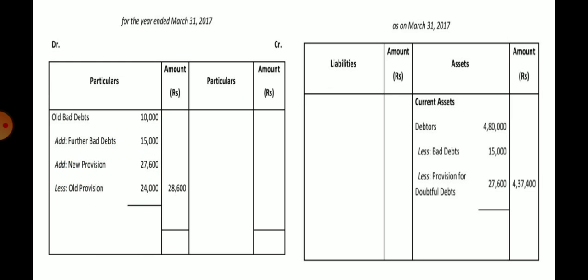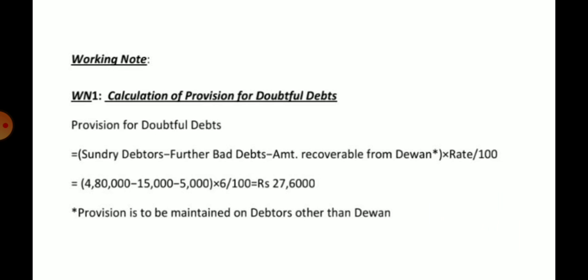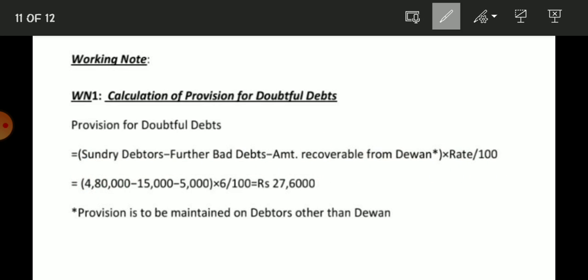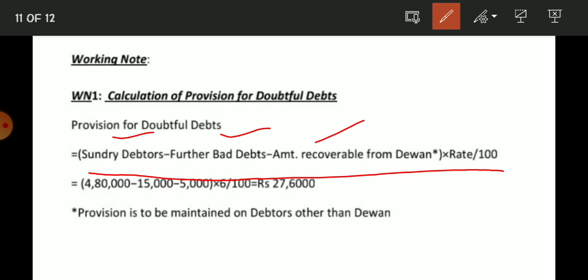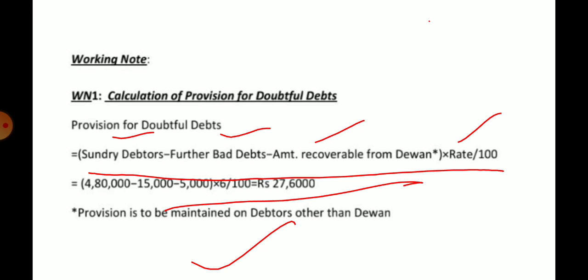This is a formula. And in the balance sheet, debtors less bad debts, less provision for doubtful debts. So there will be this amount. You can see here sundry debtors. This is a formula. Remember, write it in your notebook. This is a very important formula. Okay, sundry debtors less further bad debt, less amount recovered from Divan, into rate upon 100. This is the formula which is very important.